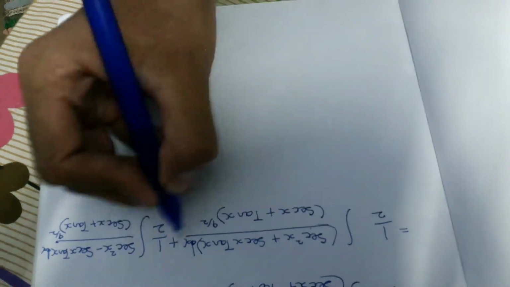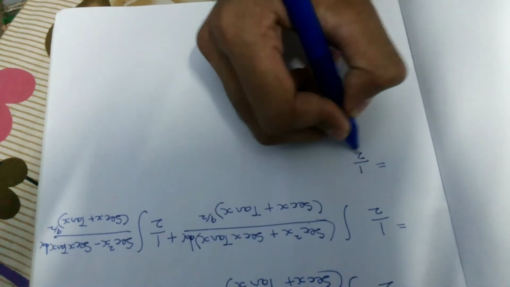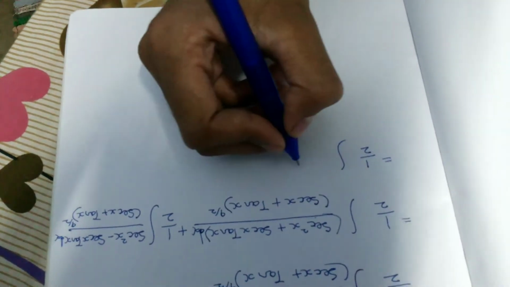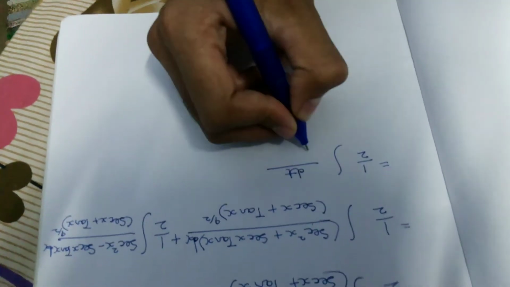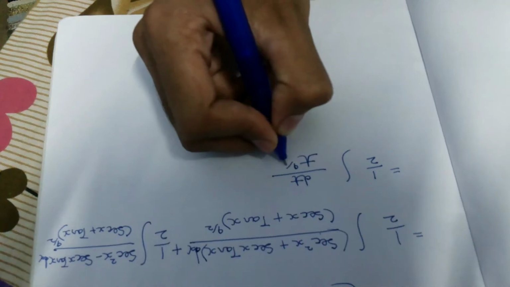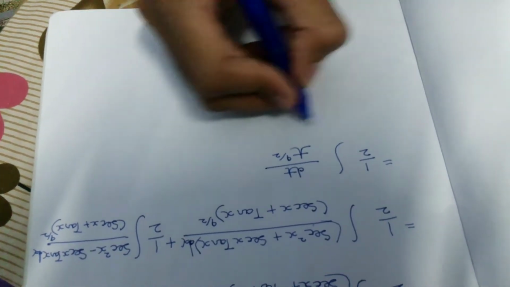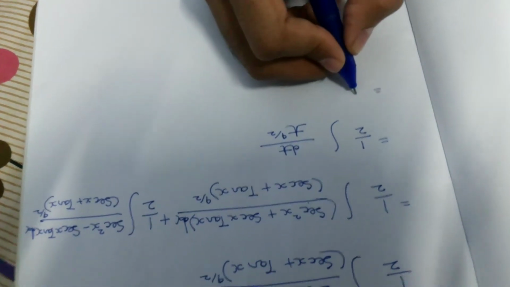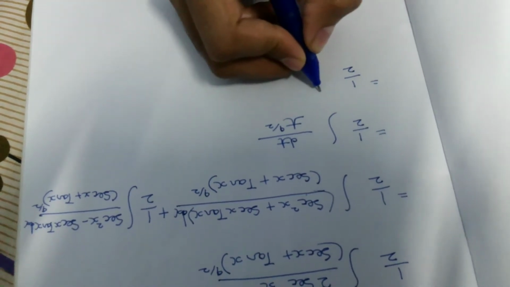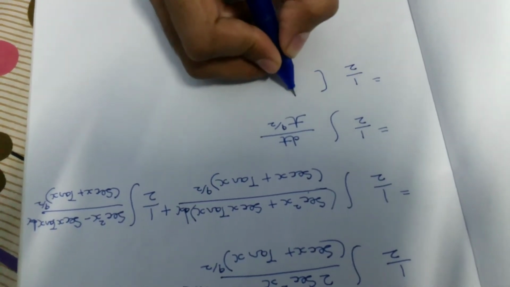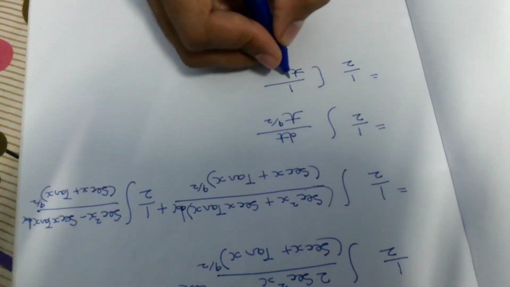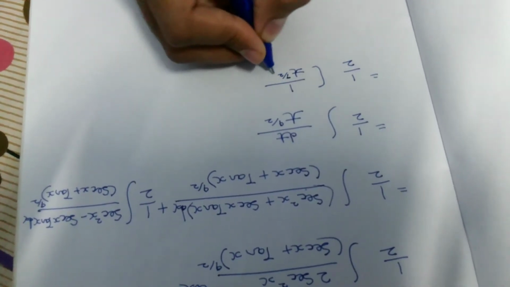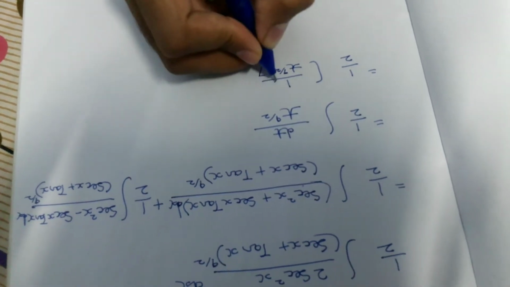For the first term, we can integrate it easily because it's simply the derivative in the numerator and the function in the denominator. So this will be simply dt upon t raised to 9 by 2, which will be nothing but equal to half of 1 upon t raised to 7 by 2 into 7 divided by 2.